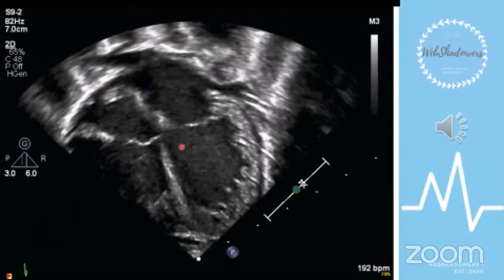So we actually call that a continuous murmur. It's going to be through both cycles. And the reason why is that there's going to be flow through your duct during systole and during diastole. So that's a good answer because we're kind of there, right? This is a systolic murmur, but we don't have the diastolic component yet.